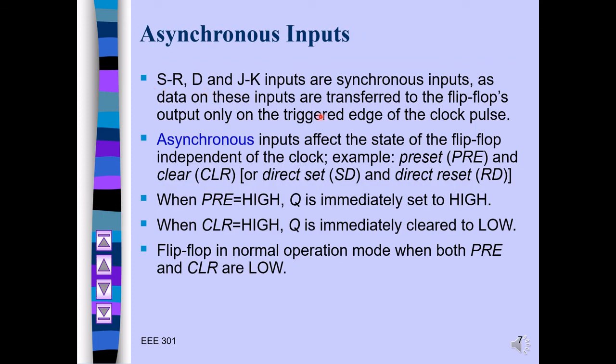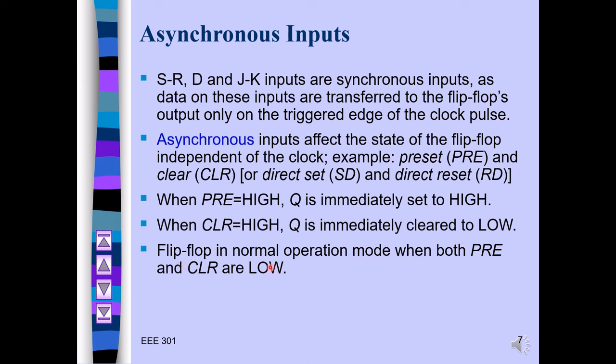SR, D and JK inputs are synchronous inputs, as the data on these inputs is transferred to the flip-flop output only on the trigger edge of the clock. An asynchronous input affects the state of the flip-flop independent of the clock, right? Preset or clear, also called direct set and direct reset. When preset is high, Q is set to high. When clear is high, Q is immediately cleared to low.